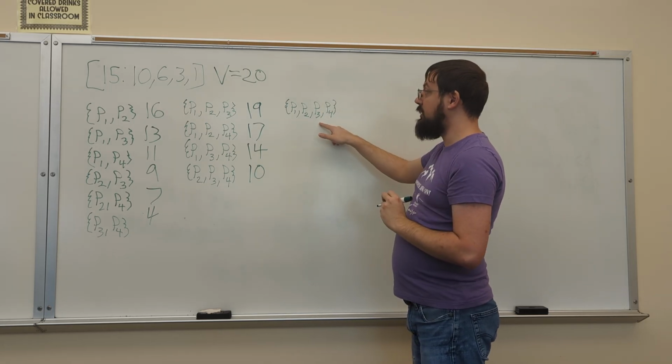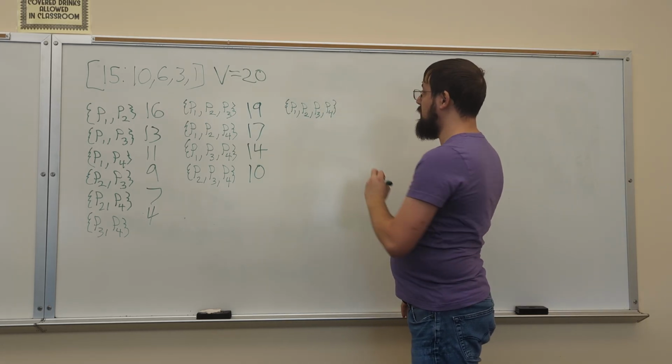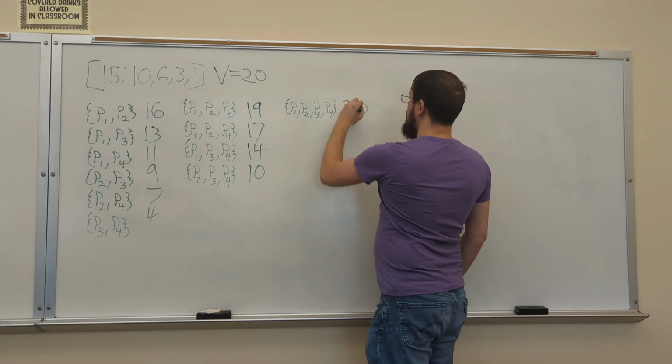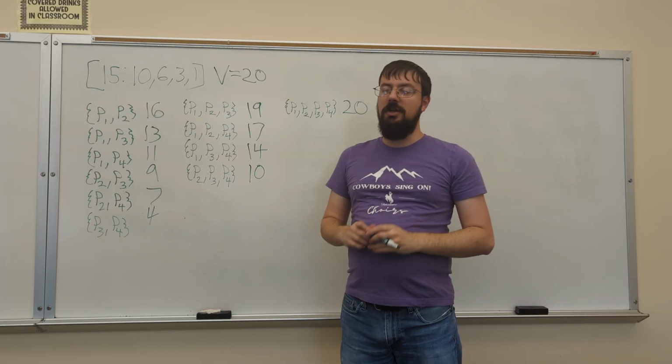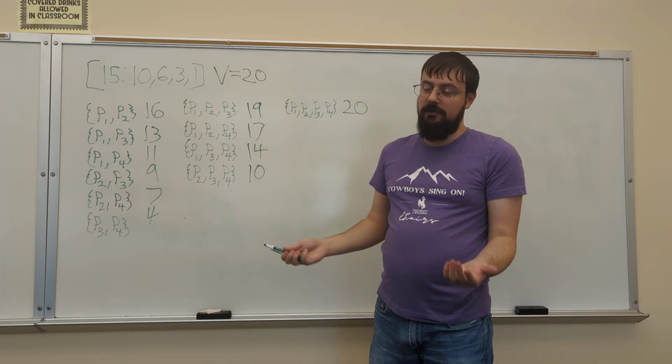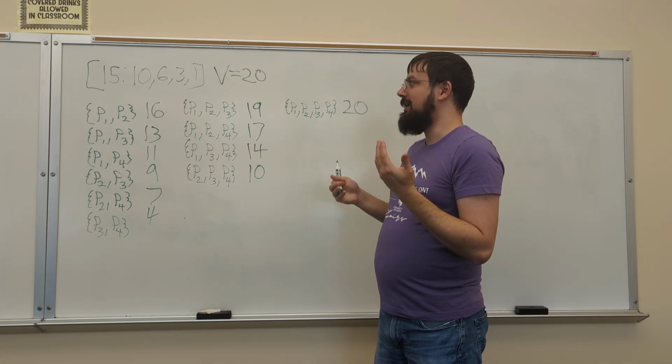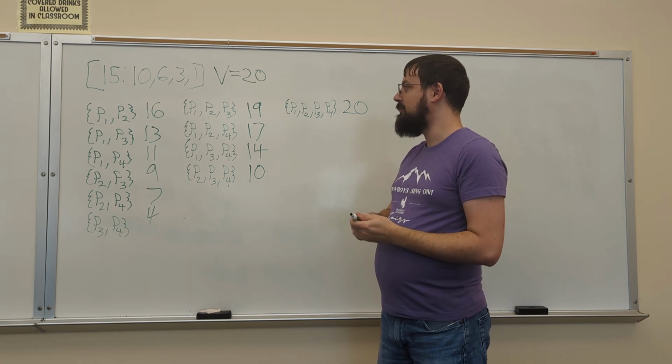And then finally, the grand coalition is going to be all 4 of our players, that's 20 votes. The grand coalition is always going to be a winning coalition because, of course, we have all of the votes in our system included in the grand coalition.